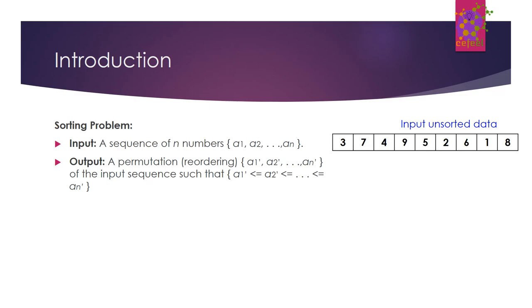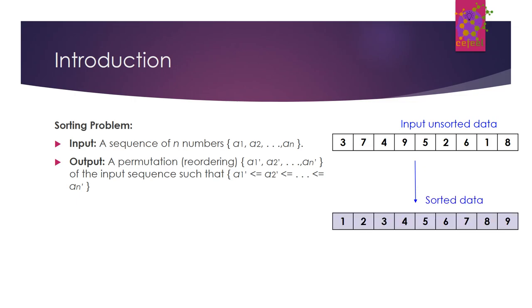So here is an example. Let's say we are given this array of 9 items, and this is our input data, and we are then using some technique or whatever the algorithm is, and we are converting it to the sorted data, which is an ascending sequence of the numbers that are given. So in this case 1 to 9.